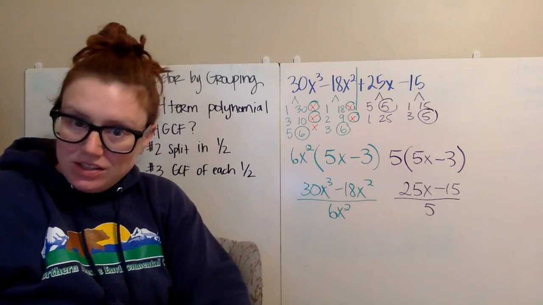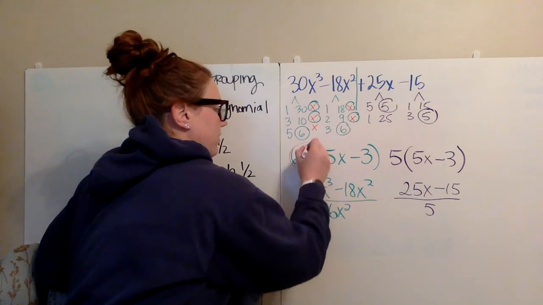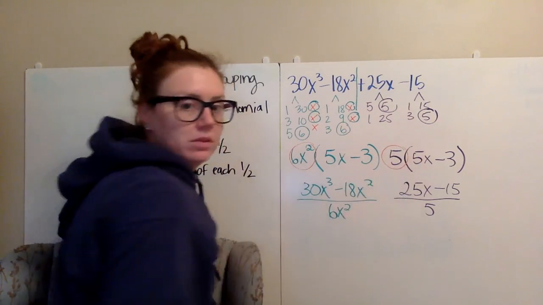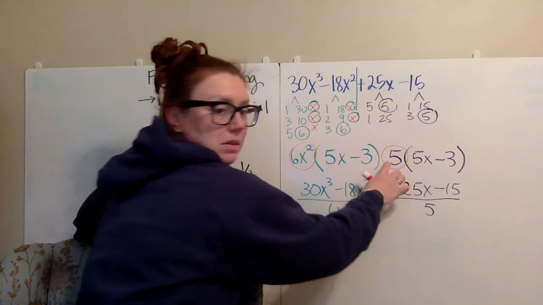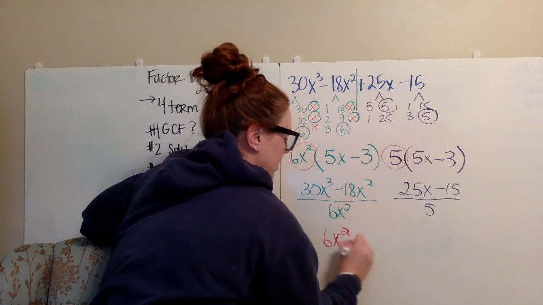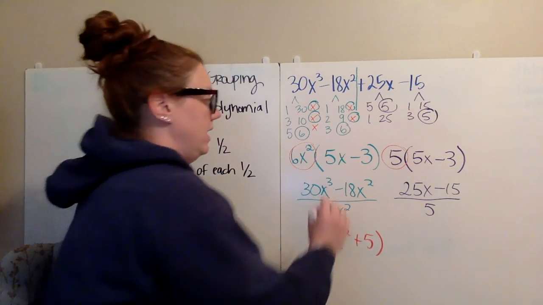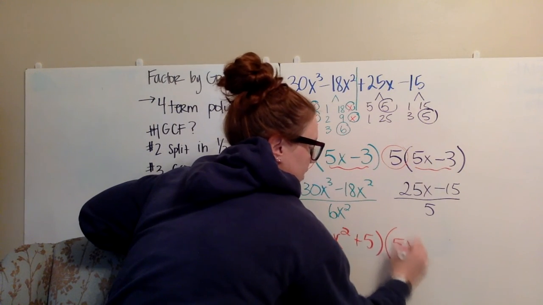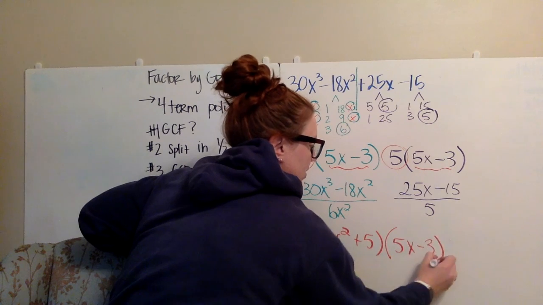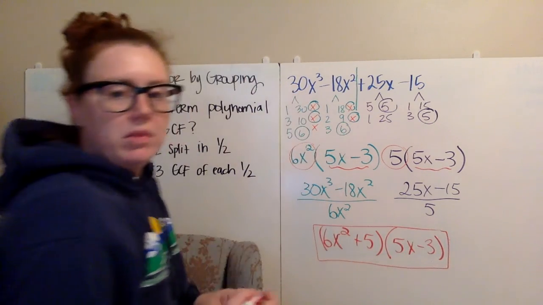So my answer to this problem is GCF1 and GCF2. So 6x squared, and this is a positive 5. And then one of my leftovers, because my leftovers match. So I'm good to go.